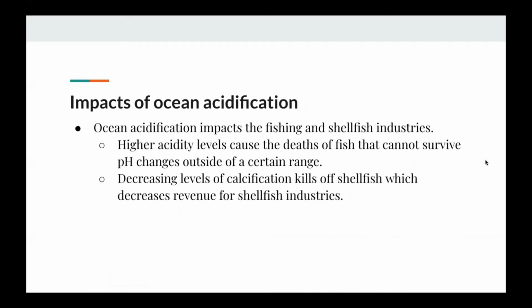Impacts of ocean acidification. Ocean acidification impacts the fishing and shellfish industries. Higher acidity levels cause the deaths of fish that cannot survive pH changes outside of a certain range. And again, we can compare this to the water and lava analogy, because these organisms are not used to these acidity levels. And decreasing levels of calcification kills off shellfish, which decreases revenue for shellfish industries. Calcification protects the shellfish, and they cannot survive without their shells or skeletons.